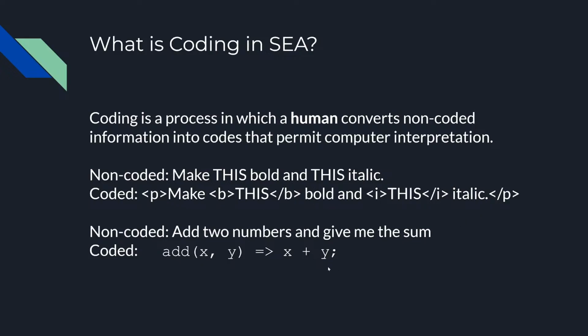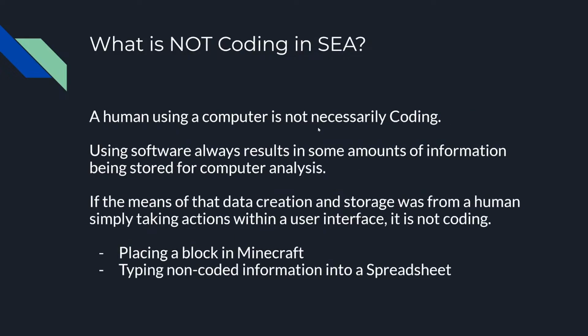Again, this could be human readable, obviously. I can read both of these things, but the computer understands these better than it understands these. And the key word here is a human. A human does coding. So what is not coding?